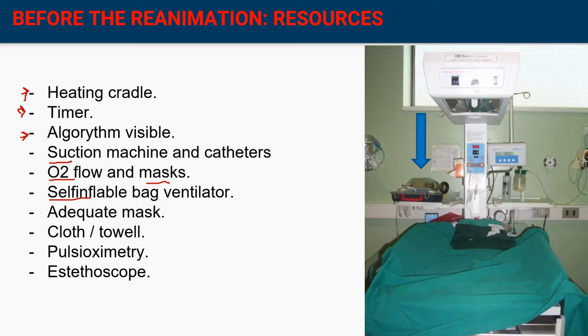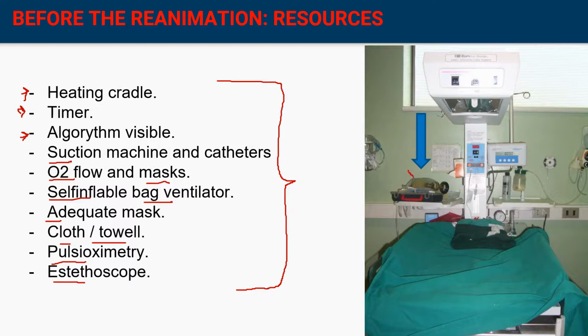A self-inflatable bag ventilator to give the PPV, adequate mask, clothes and towels, pulse oximetry for monitorization, and a stethoscope. This list is like the minimum of things that we need to have, but of course you can have more things if you want. And here we have, like in this photo, all the things.